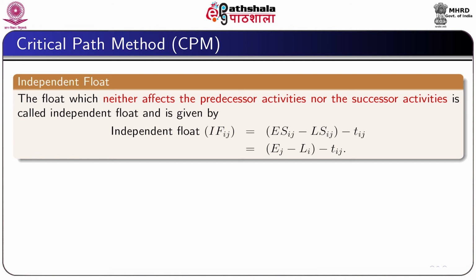Independent float. If the float neither affects the predecessor activities nor the successor activities, then it is called an independent float, and independent float IFij is given by ESij minus LSij minus Tij, which is equal to Ej minus Li minus Tij.